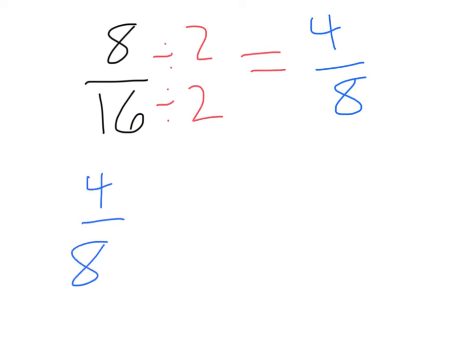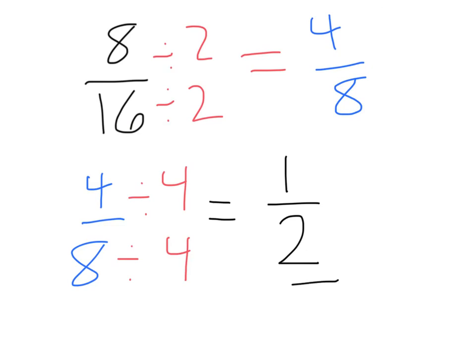I have 4/8. I'm going to divide the top by 4. I'm going to divide the bottom by 4. And that's going to give me 4 divided by 4 is 1. 8 divided by 4 is 2. And now 1 and 2, they have nothing in common that's bigger than 1. So I've got my simplest fraction of 1/2. And we know that 8/16 is equivalent to 1/2. So 1/2 is 8/16 written in simplest form.